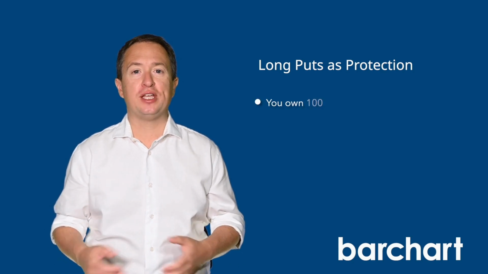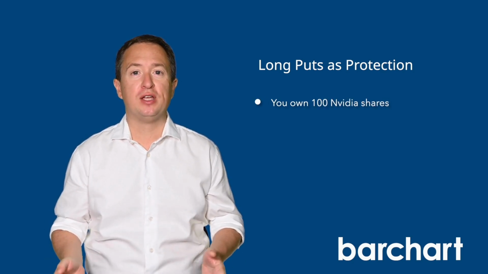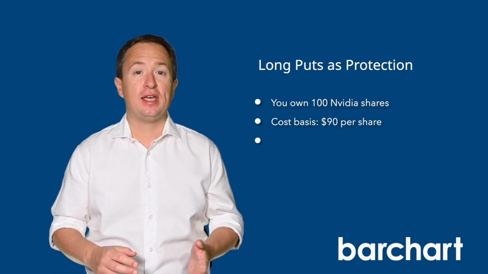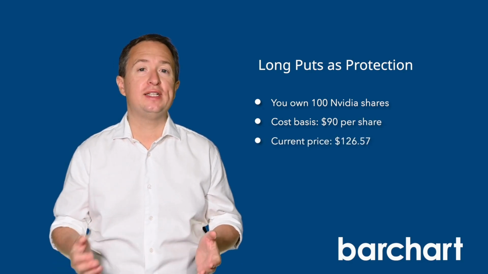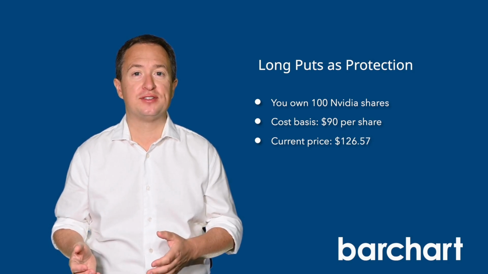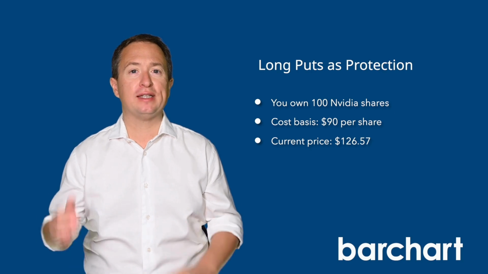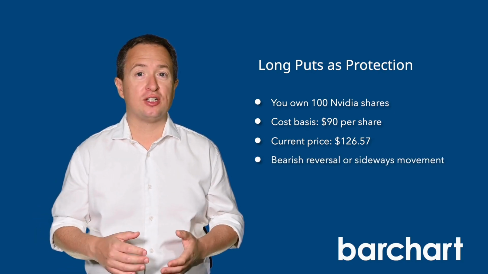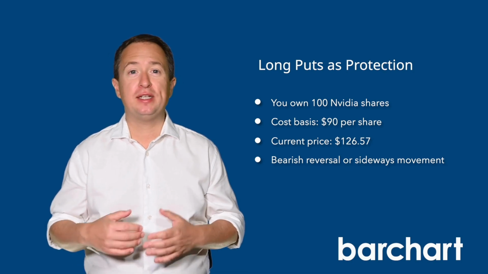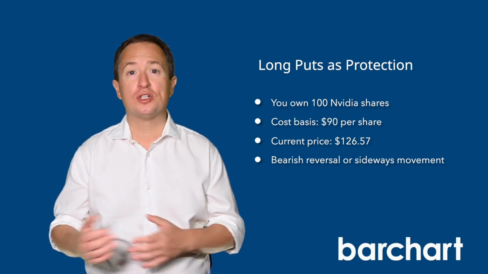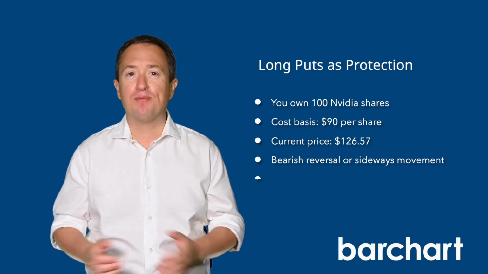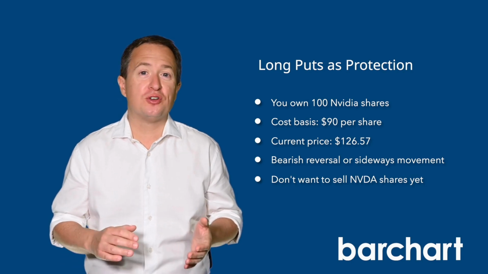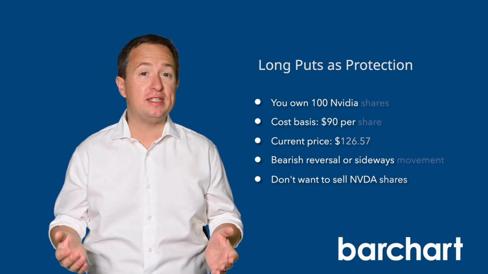Let's say, for example, that you own 100 shares of NVIDIA with a cost basis of $90 per share. And today, NVIDIA's price is $126.57. But maybe you're worried that it might start to move down. Not only that, the charts and technical analysis also indicate a potential bearish reversal or sideways movement. However, you don't want to sell your NVIDIA shares just yet, as the reversal may not happen or it could just be temporary.